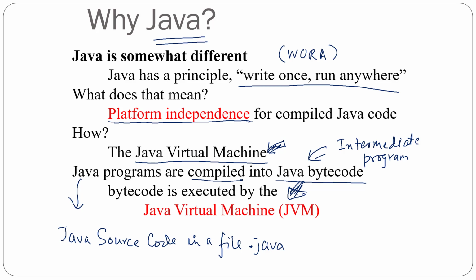So if I have three different kinds of machines, one running the Windows operating system, the other one running Mac OS, and the third one running Linux, but in all these three different platforms I have JVM, the Java Virtual Machine, running, then the Java Virtual Machine on these three different machines will take care of running my bytecode. And bytecode I can generate anywhere. So that's how we have the platform independence.